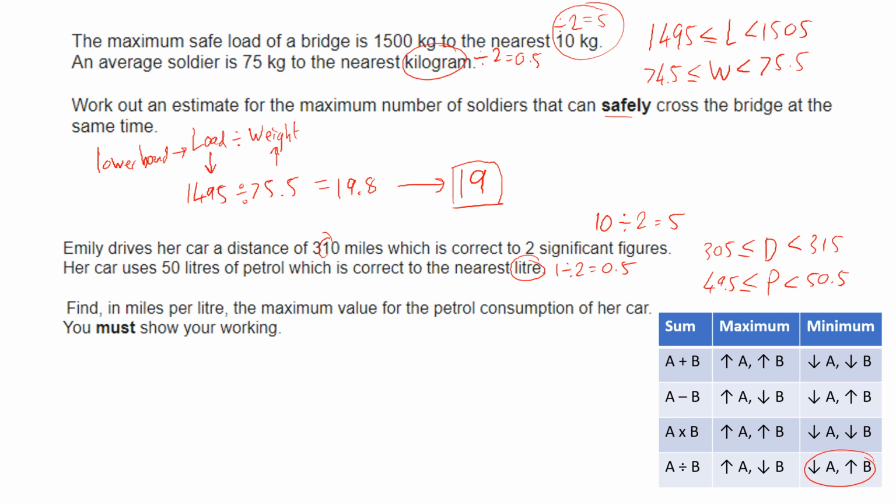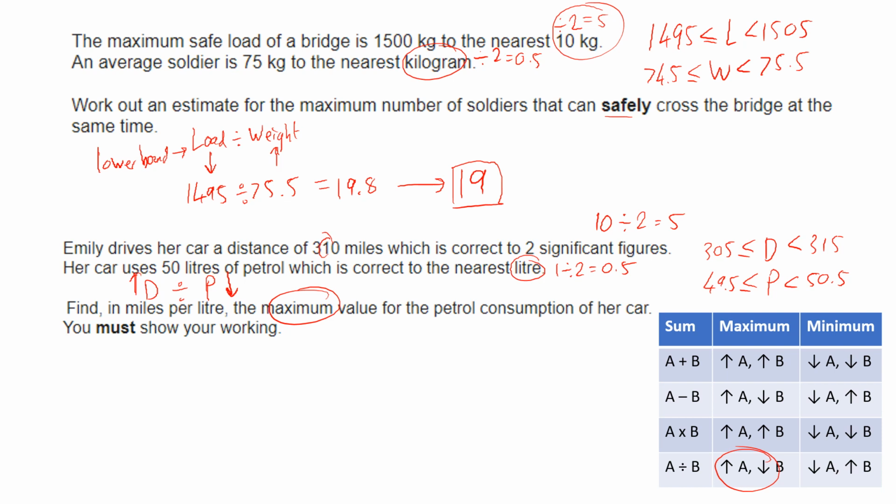Miles per litre, the maximum value for the petrol consumption. So we want miles per litre, that is a division. That is M divided by L, or what are we using? That is D divided by P. We want the maximum value of this, so we are going to do biggest value of D divided by smallest value of P.